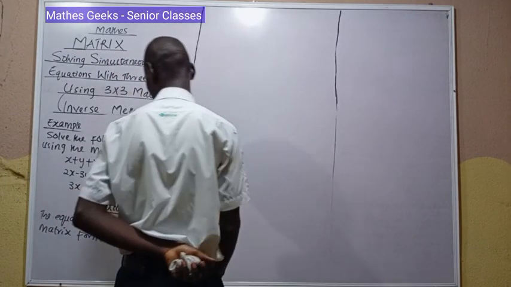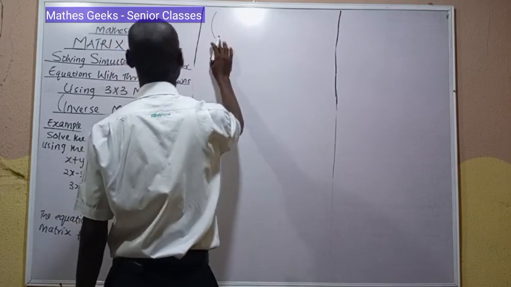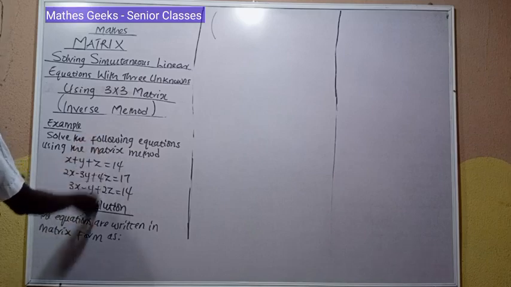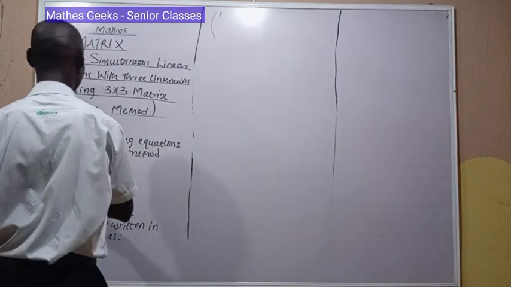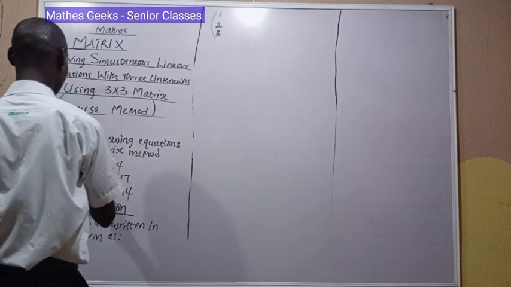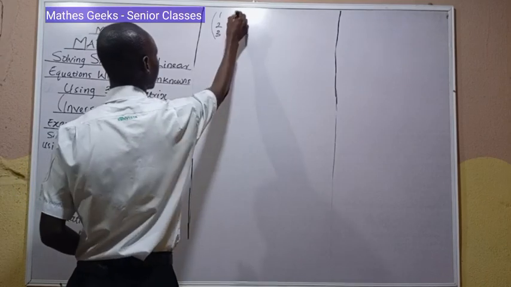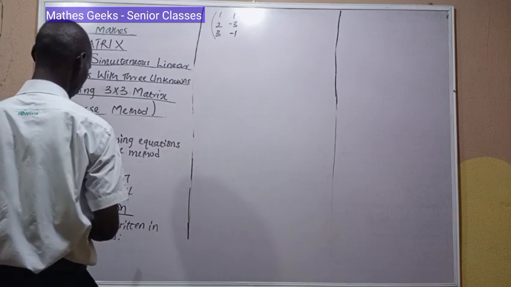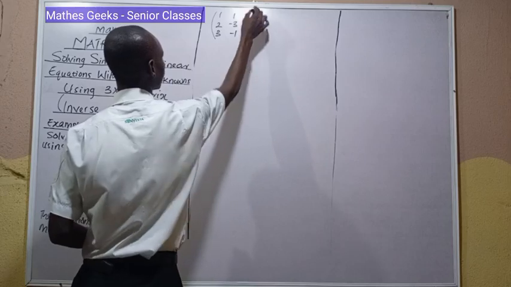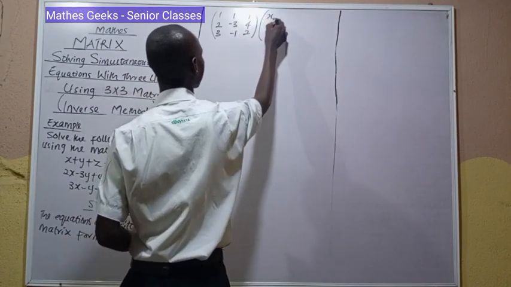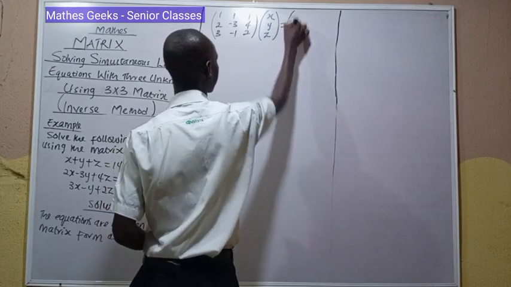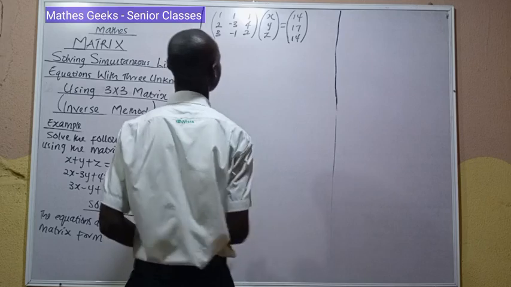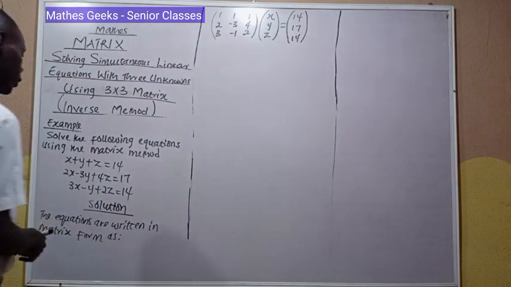The equations are written in matrix form as follows. If you take the coefficients of x as a column, that of y as a column, that of z as a column, we arrive at 1, 2, 3, 1, minus 3, minus 1, and 1, 4, 2, times x, y, z equals 14, 17, 14. That's what you're going to get.